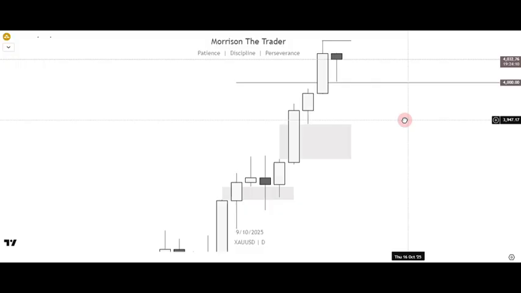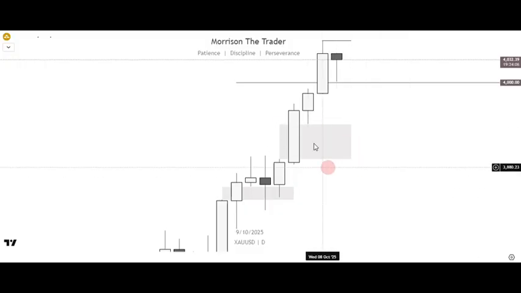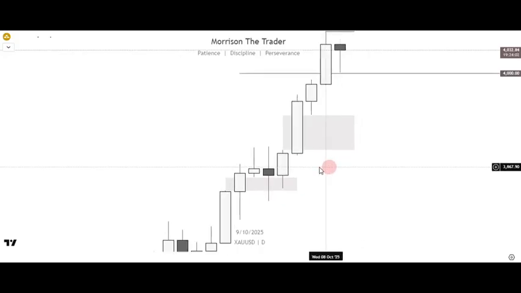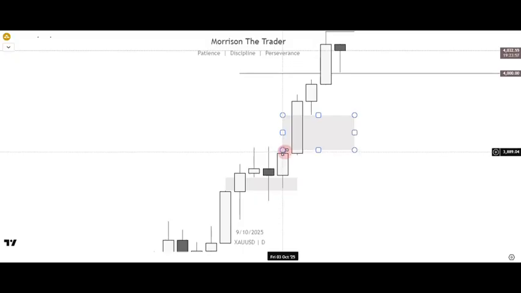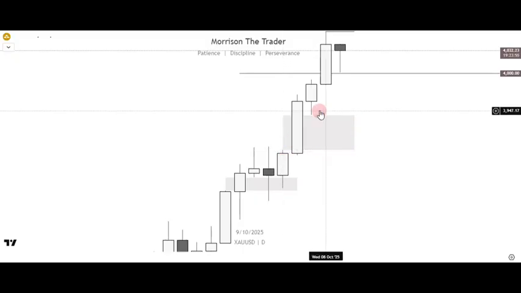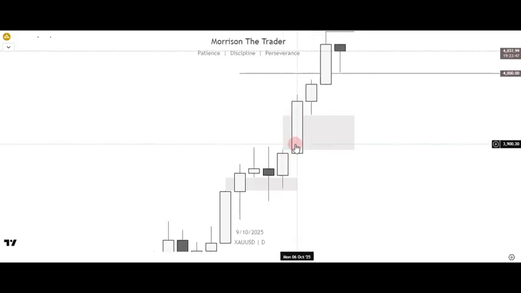So that is what we call a fair value gap. So we have a bearish fair value gap and a bullish fair value gap. This is an example of a bullish fair value gap. Once again, a bullish fair value gap is when the high of the first candle and the low of the third candle do not overlap, and then the second candle is always a strong candle. It should be a strong candle, right?